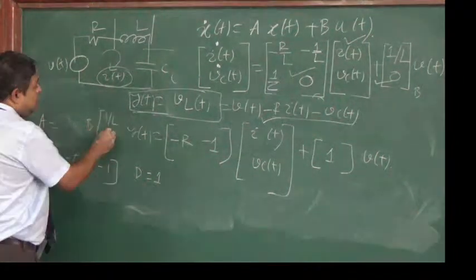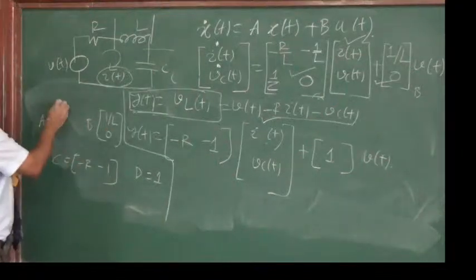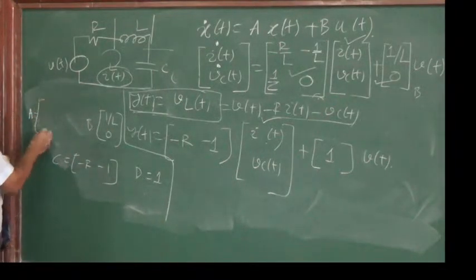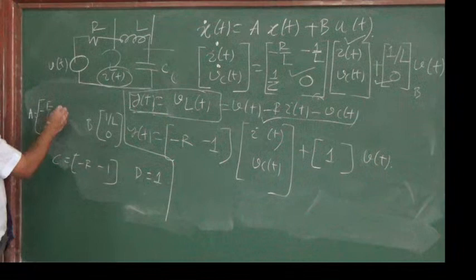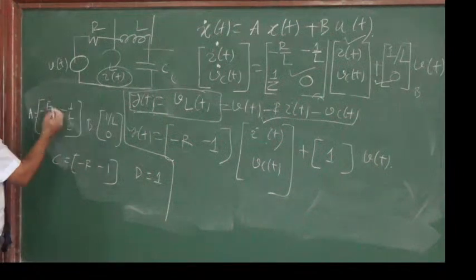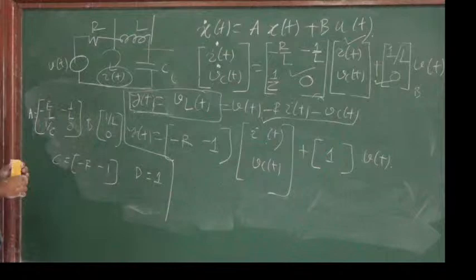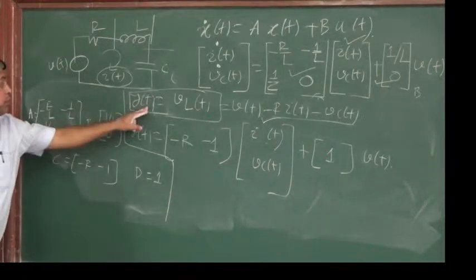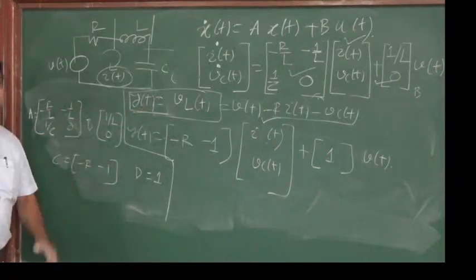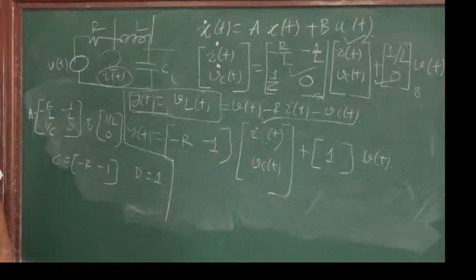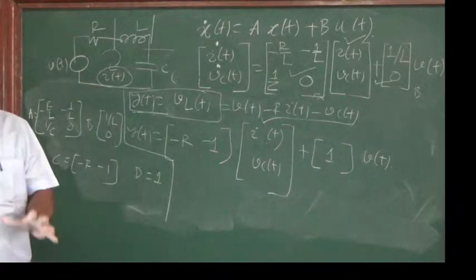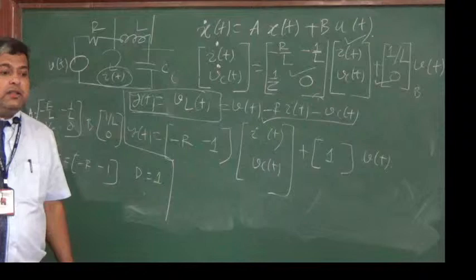So this is 1 by L, 0, and this will be the A matrix, which is equal to minus R by L, minus 1 by L, 1 by C, and 0. So if you want this system and this output, this A, B, C, D together, they are the state variable modeling of the whole system. Okay, so this was the first modeling that we have done.